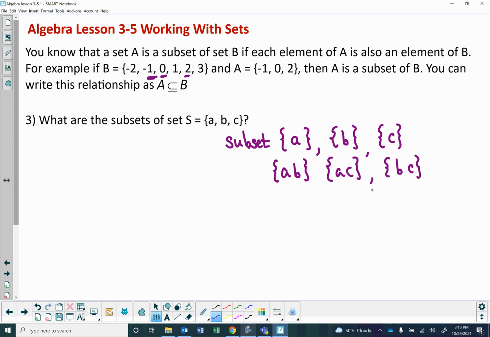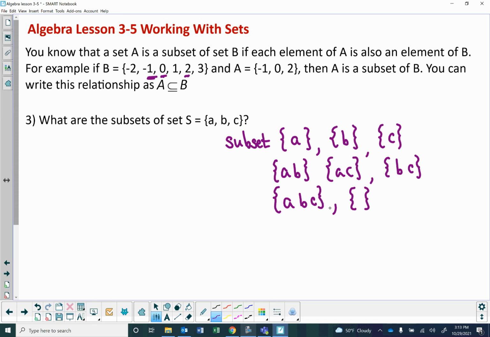And then we think about all the subsets that are 3 letters. So we could have A, B, C. Those are all the possible subsets of S. Right? Or there's one more subset. We could have nothing. Okay, we could have the empty set. That is also a possible subset.